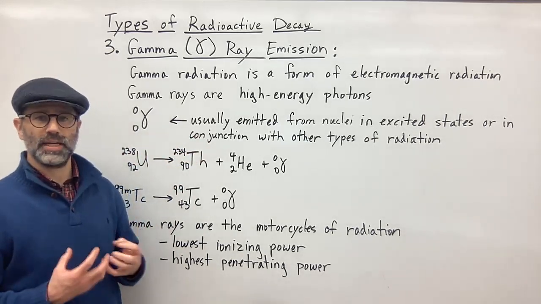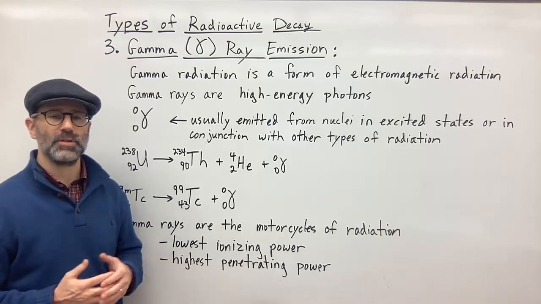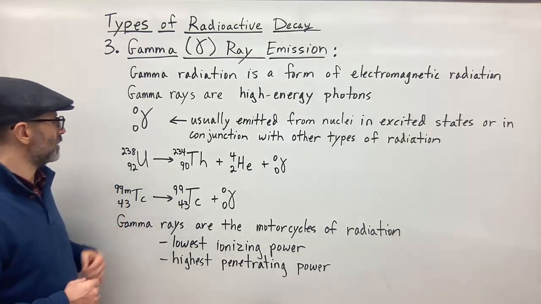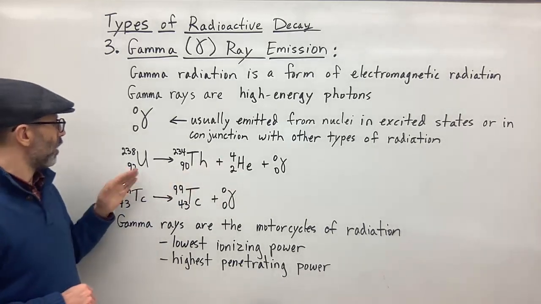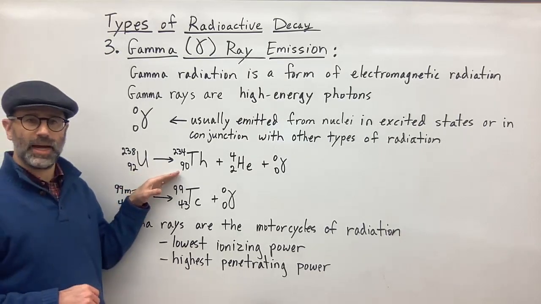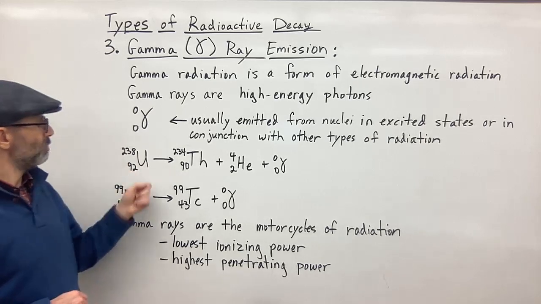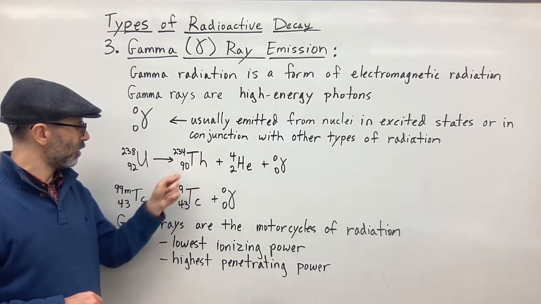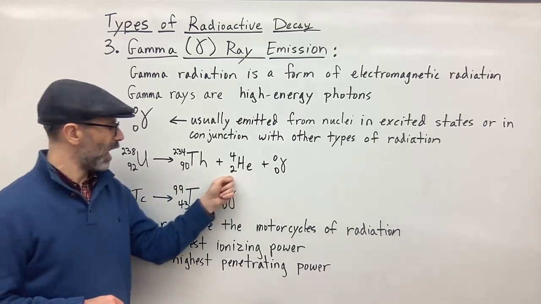So if you have a nucleus that's in an excited state, or it also is emitted in conjunction with other types of radiation. So you can have an unstable nucleus that's excited. Here's an example where you have uranium 238 undergoing an alpha decay. So you have a uranium 238 with 92 atomic number. And then the daughter nuclide is thorium with 234 mass and 90 atomic number. And you have your alpha particle.